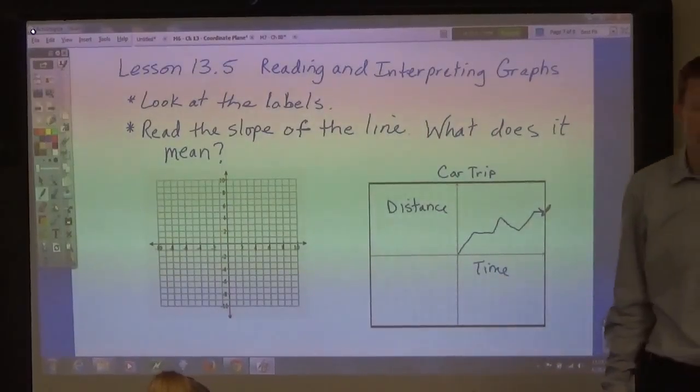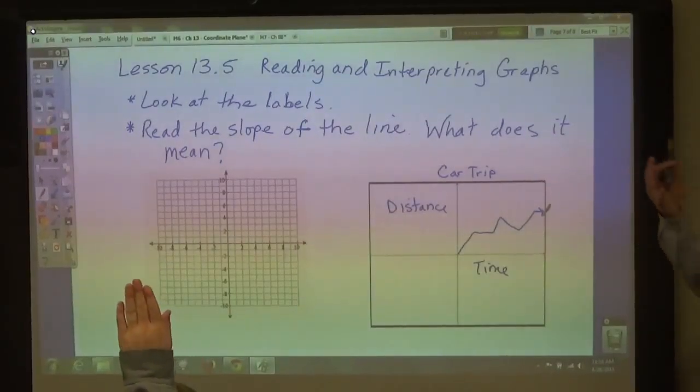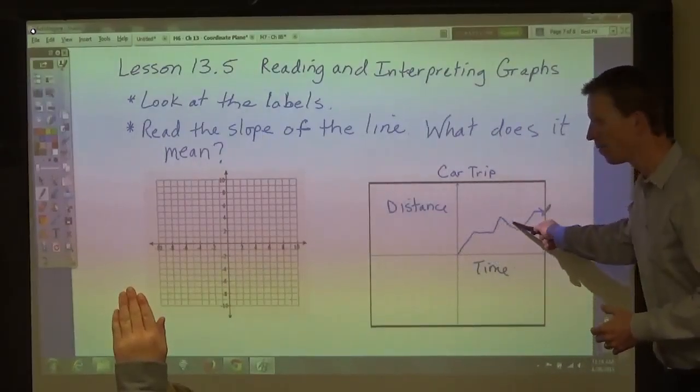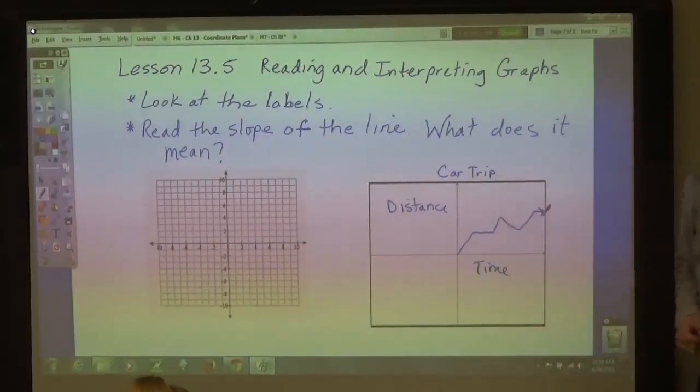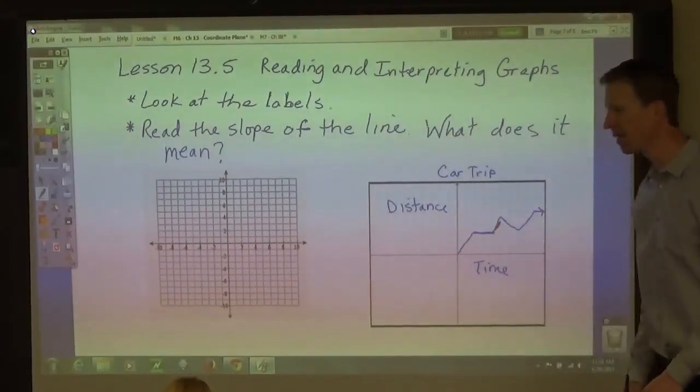What does the slope of the line mean? What do you think slope of the line refers to? Any idea, anybody? How is the line changing? What is it doing as it goes from left to right? Caleb, it's going up and down. Sometimes it's going flat, it's straight.